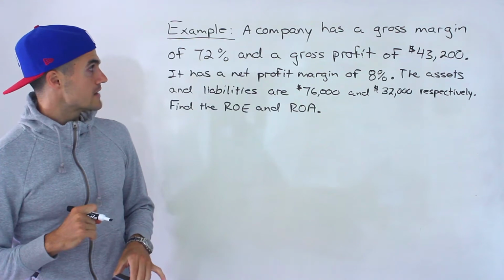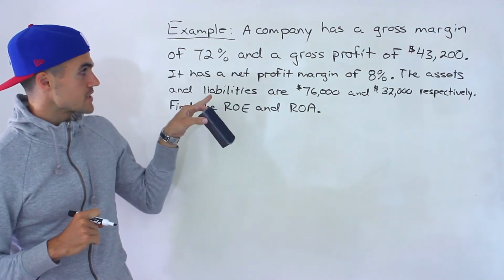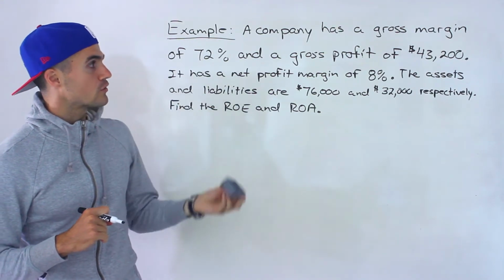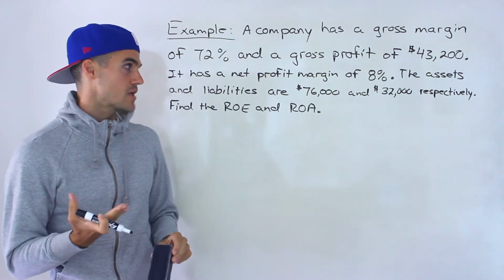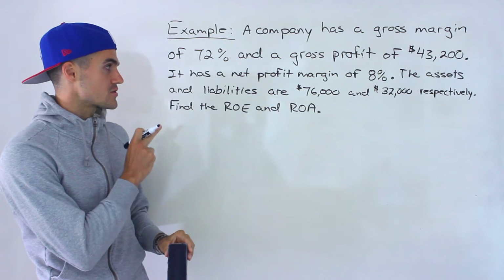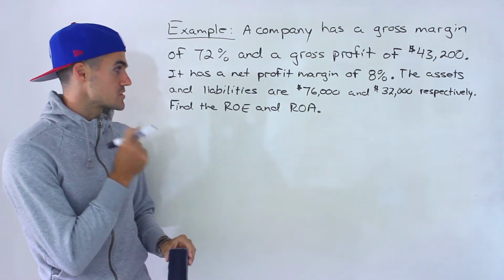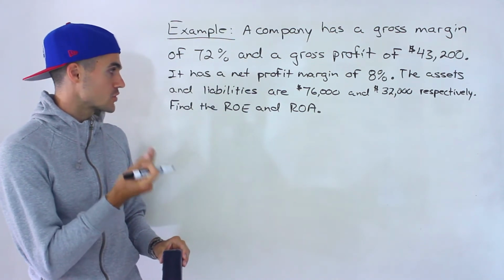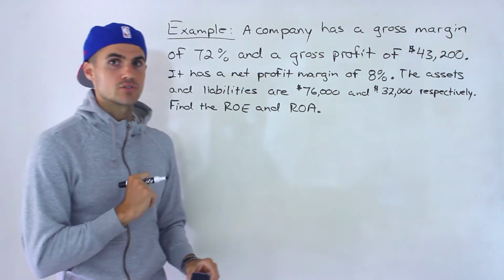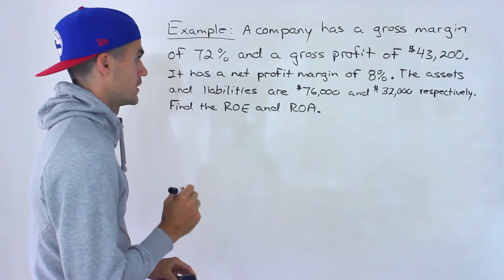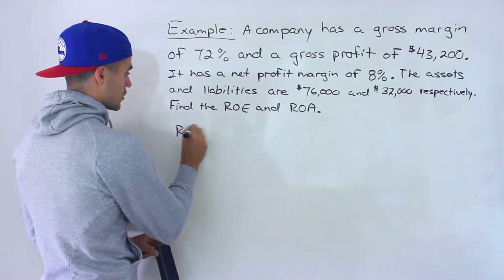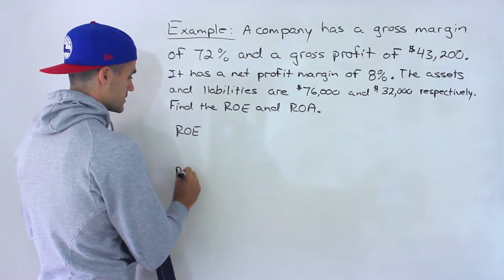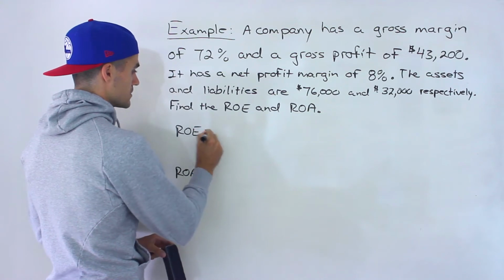So a company has a gross margin of 72% and a gross profit of $43,200. It also has a net profit margin of 8%. The assets and liabilities are $76,000 and $32,000 respectively. We have to find the return on equity and the return on assets. So let's quickly review: what are the components for these formulas?